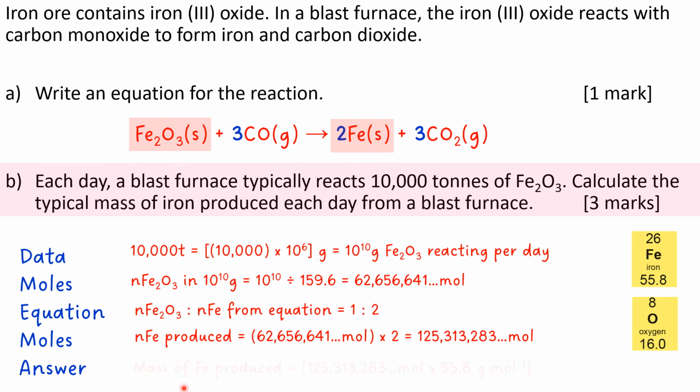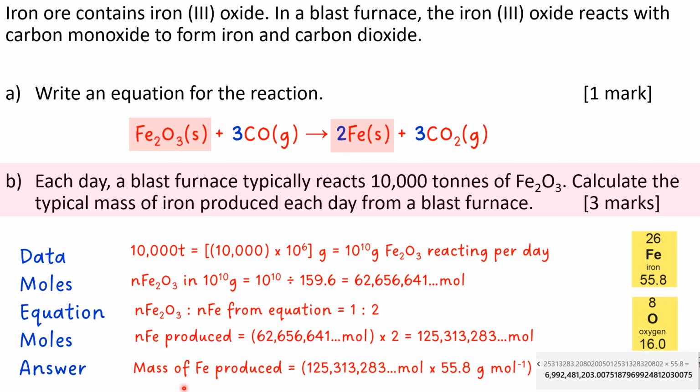And then finally, to get the answer, you plug it into the moles equals mass over molar mass equation. So you multiply that number by 55.8, and that gives you this great big number at the bottom, which ends up being 6.99. I'm leaving the 2 dots there because 6.99 is my calculator value, times 10 to the power of 9 essentially is 6,992 tons.